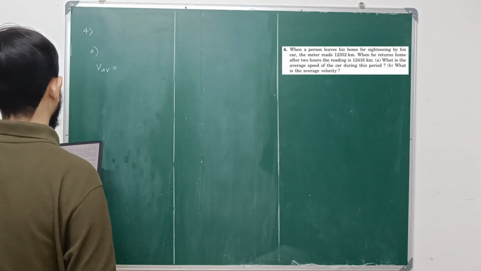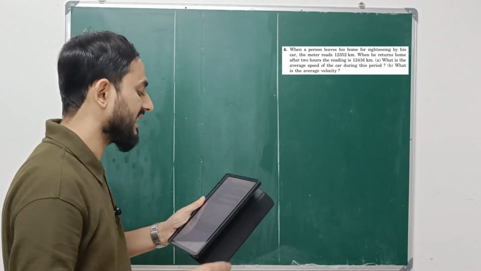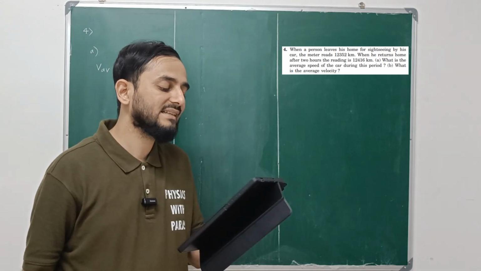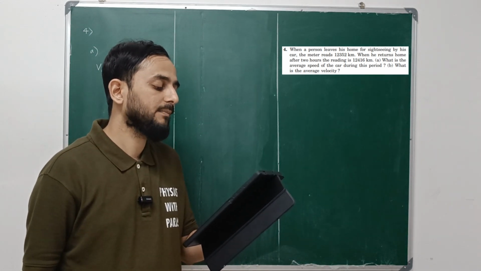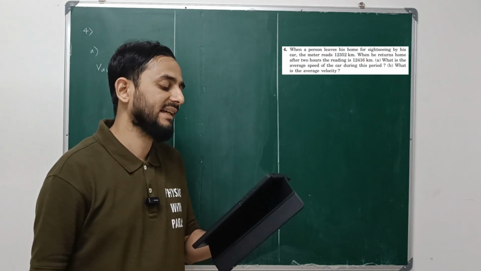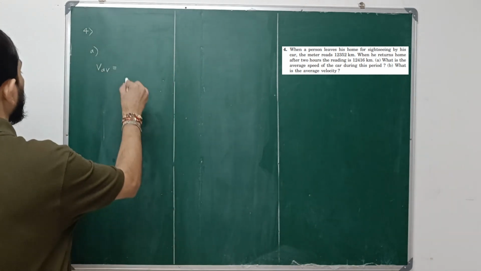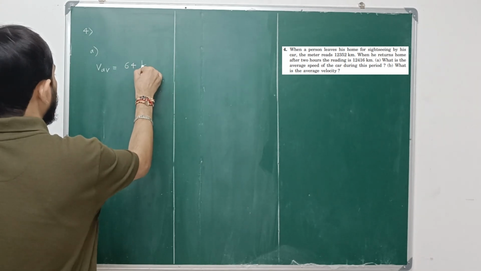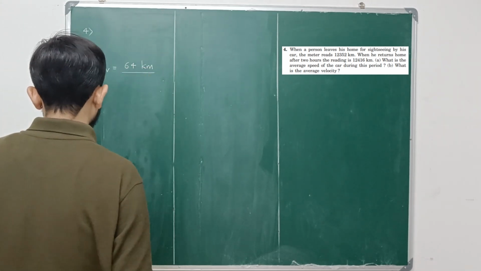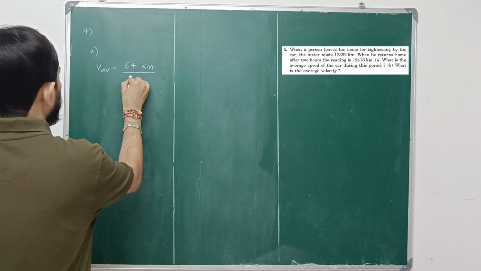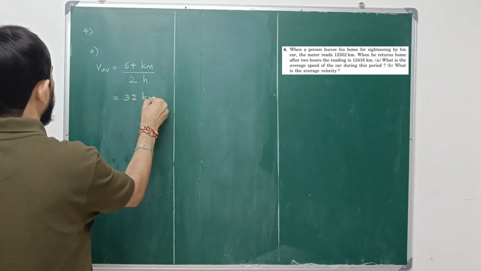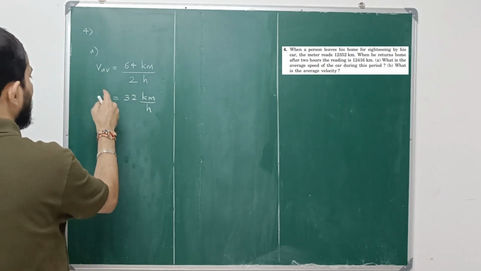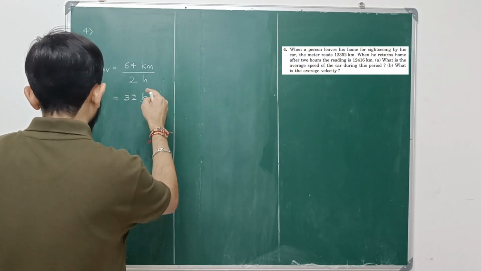12352 kilometers. And when the journey ends, what does it show? 12416 kilometers. So the distance covered by the car will be 48 + 16, that is 64 kilometers. Is that correct, beta? Total distance covered by the car is 64 kilometers and total time is 2 hours. So this should be 32 km per hour. Yes sir, so this is the average speed of the car, 32 km per hour.